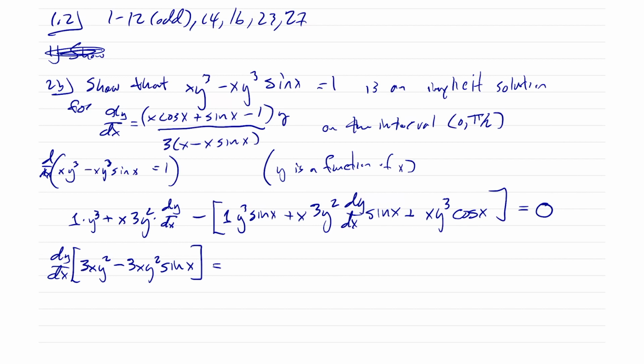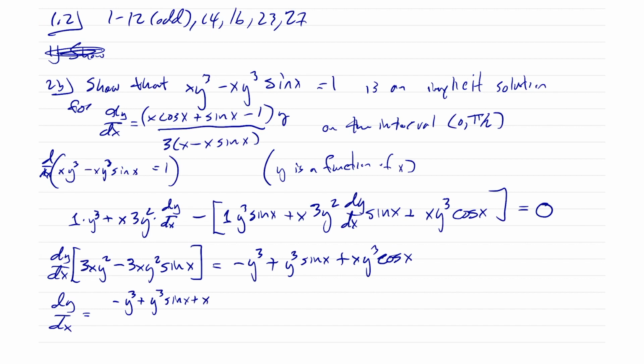And everything else I'm going to move over to the other side, so we're going to get minus y cubed plus y cubed sine of x, and then we're going to have a plus x y cubed cosine of x. Okay, now we divide, so we get dy by dx is equal to minus y cubed plus y cubed sine of x plus xy cubed cosine of x, all over 3x y squared minus 3x y squared times sine of x.